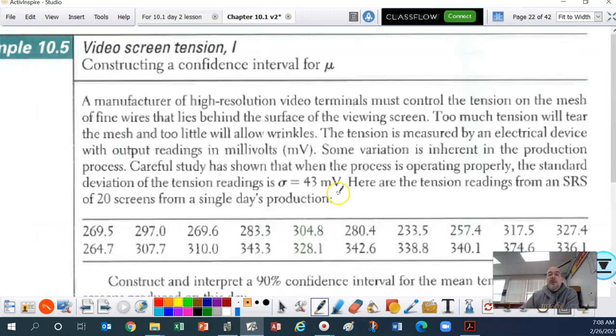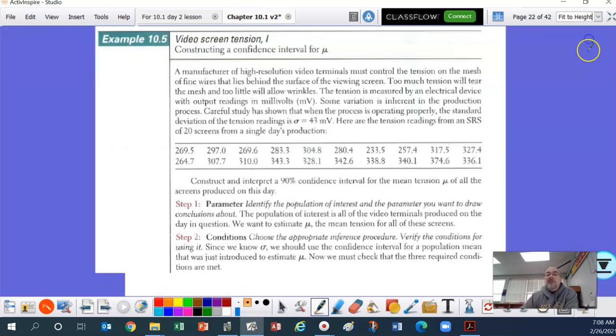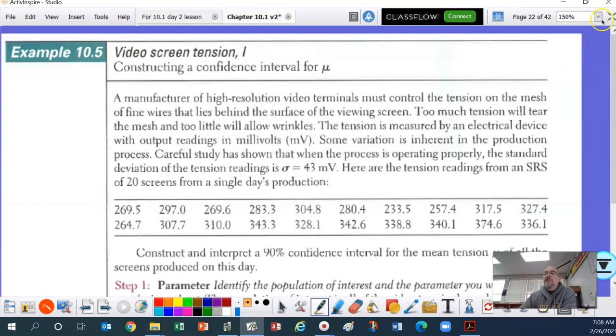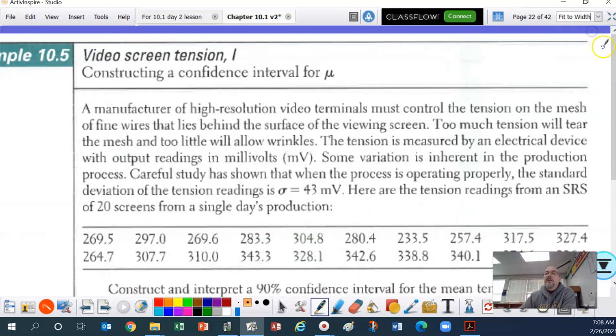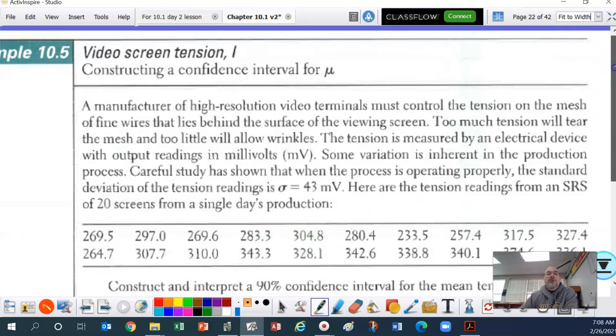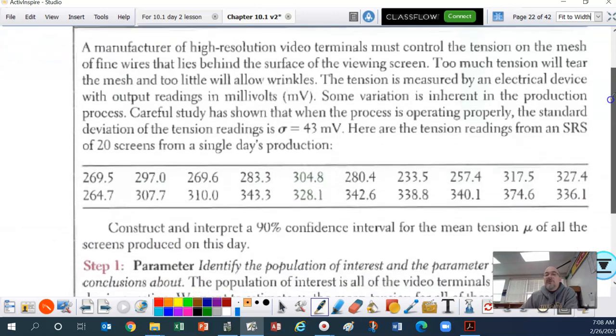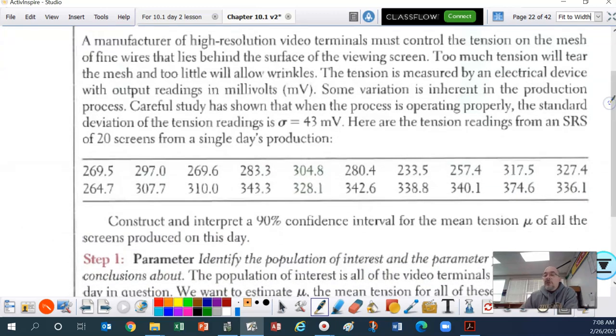Now, this is in your book. Again, I have to emphasize, ladies and gentlemen, please, please, please look at all of the examples in your book. Let's go with fit to the width. All right, that looks better. So here we go. Video screen tension. Construct a confidence interval for mu. Let's go through this.